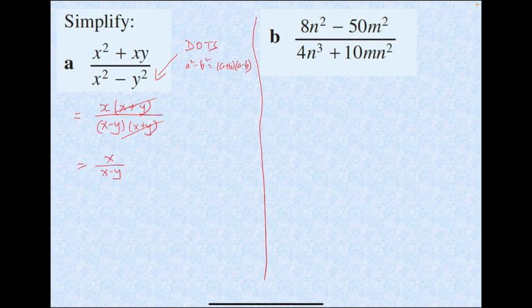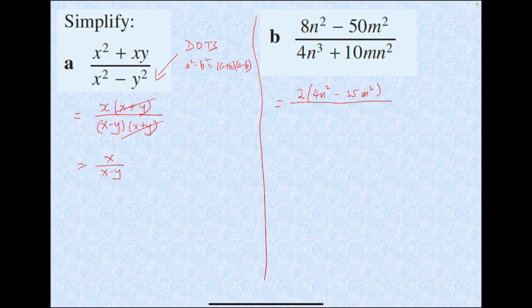All right, let's look at b. First, let's look at the numerator, 8 and 50. What actually is the highest common factor? In fact, it's 2. 8 can be divided by 2, 50 can be divided by 2. There is no other factor. So now here it becomes 4n squared minus 25m squared.